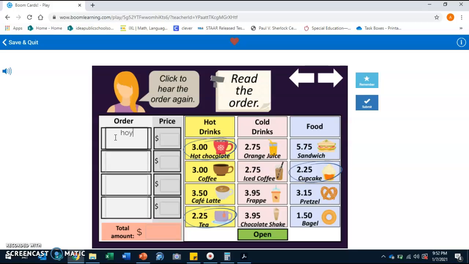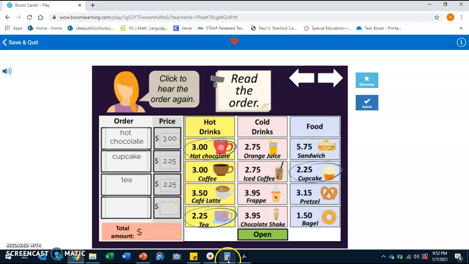So she wants a hot chocolate. And then here, you're going to put the price of the hot chocolate. Over here, she wanted a cupcake. So you would put cupcake and the price of the cupcake. And our next one is a tea. So she wants a tea. And how much is a tea? $2.25.